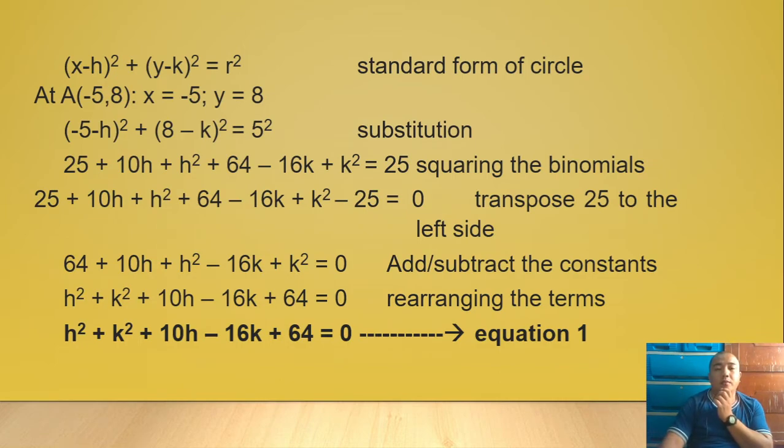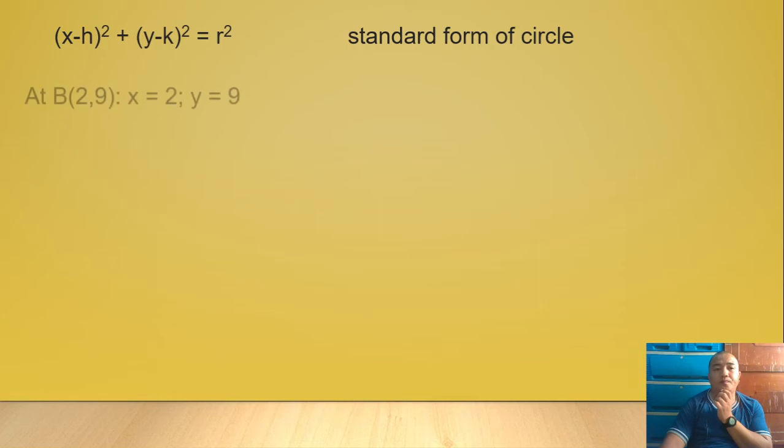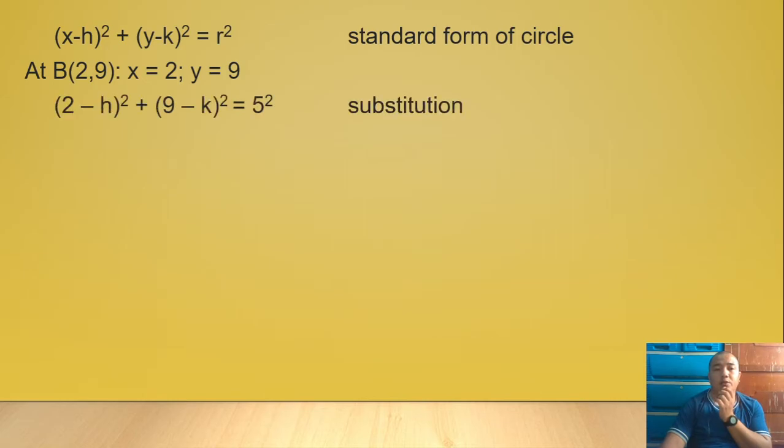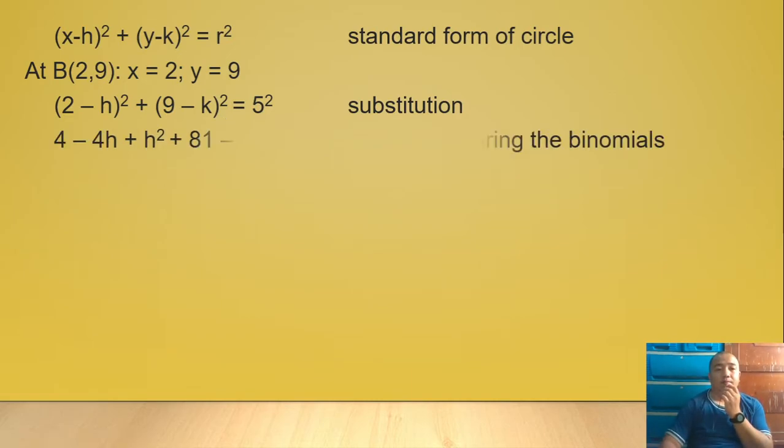Now for point B, let us solve for equation 2. Point B is at (2, 9). That means x equals 2, y equals 9, and r is 5, radius is 5. So by substitution, we have x is 2, y is 9. So (2 minus h) squared plus (9 minus k) squared equals 5 squared or 25. Square the binomials.